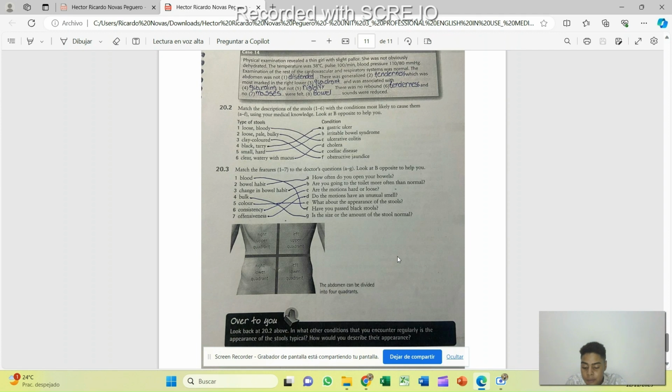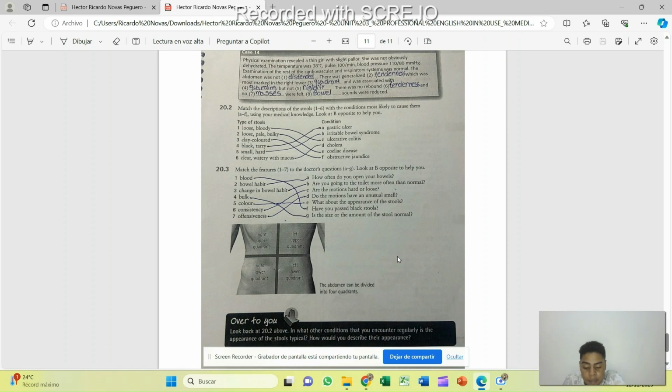4. Black, tarry: A, gastric ulcers. 5. Small, hard: B, irritable bowel syndrome. 6. Clear and watery, like rice water with mucus: D, cholera.